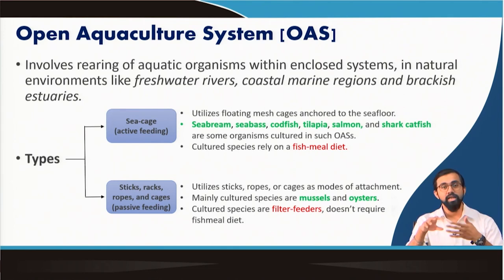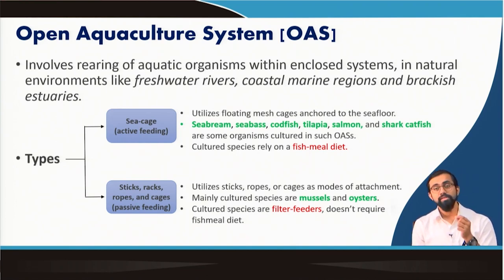It can be of active feeding type, or of passive feeding type. Active feeding type is normally the sea cage, where we utilize floating mesh based cages which are anchored to the sea floor. In these sea cages and cage cultures, we normally raise sea bream, sea bass, cod fish, tilapia, salmon, shark, catfish, etc. These aquaculture species can be cultured in this kind of open aquaculture system.